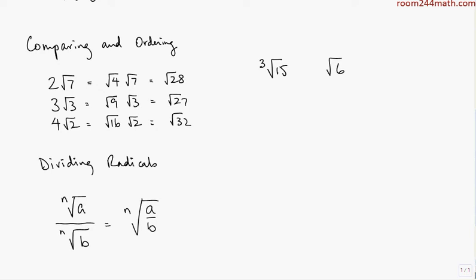In other words, if our radicand is a fraction, a over b, we can split it apart and write it as the nth root of a over the nth root of b. Now, once again, the indices have to be the same. If we had the square root of a over the cube root of b, we can't combine those in any meaningful way. So let's see this in action.